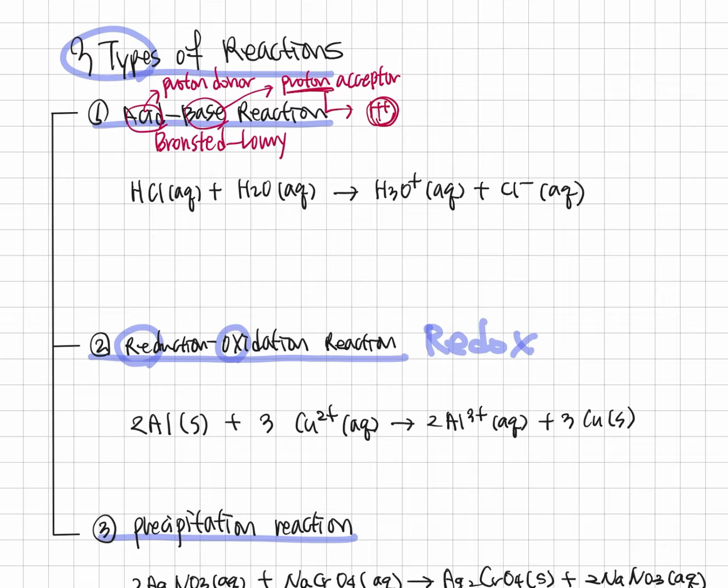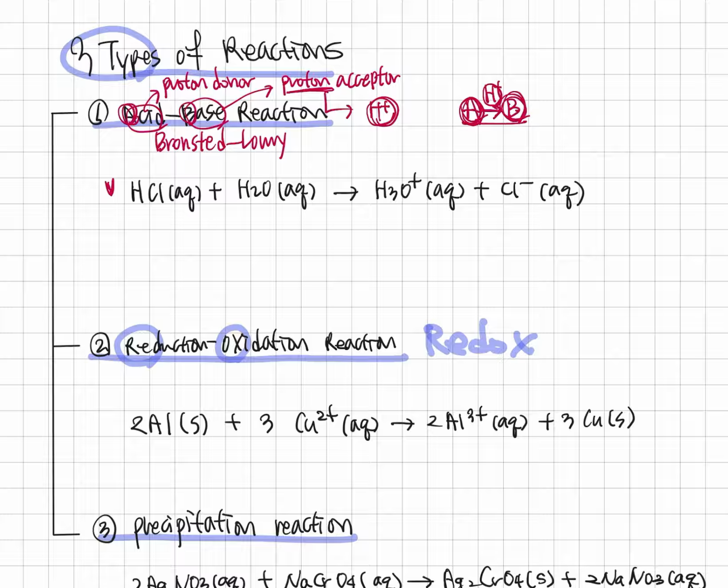So how I remember it is, if you think about the alphabet, A comes before B, so A, B. I remember it as the acid giving the proton to the base, so A to B. So we're going to look at this example here.